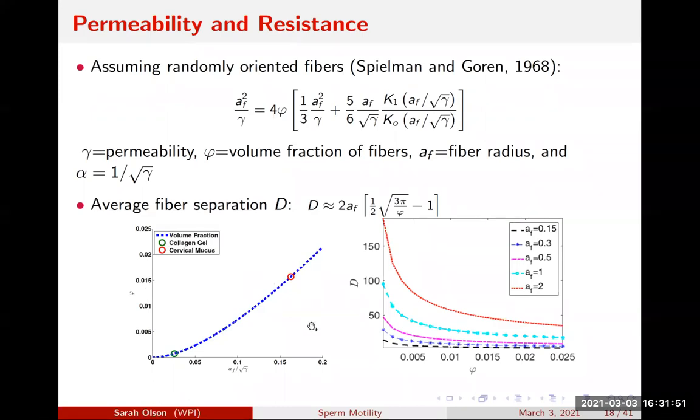And we can think about the average spacing between these fibers and, depending on the different fiber radii and volume fraction, some of these fibers could be anywhere from say 20 to 100 microns away. And if your sperm or your swimmer is say 50 or 100 microns, there would be room for it to swim through this array.